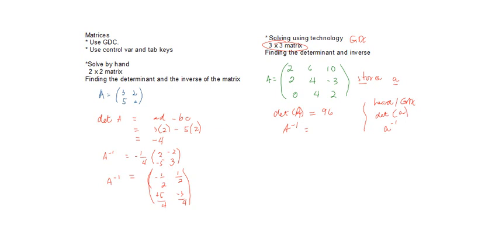Okay, so the inverse of A is 5 over 24, negative 1 over 24, negative 29 over 48, negative 1 over 24, 1 over 24, 13 over 48, 1 over 12, negative 1 over 12, negative 1 over 24. So that's the inverse. You can check that again. Okay, let's move to the next page.